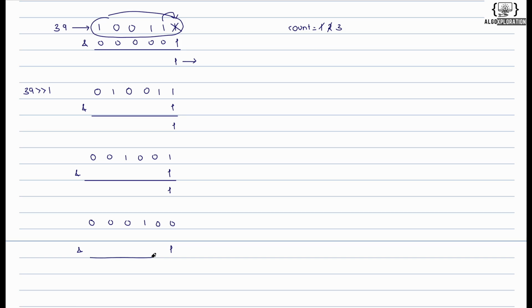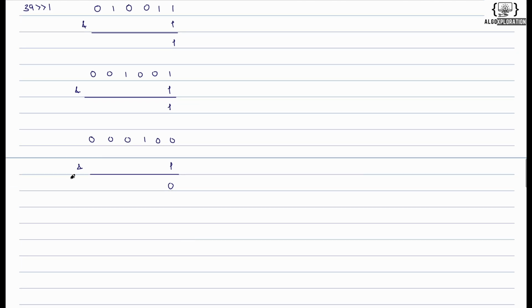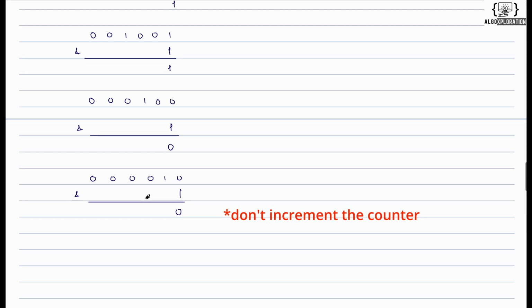If I do this, here I will get answer as 0. In this case, you don't have to increment the counter. Now again do right shift by 1. So it will be 0 0 0 0 1 0. Do AND with 1. So you will be getting answer as 0. Don't increment the counter and do right shift by 1 again. So 0 0 0 0 0 1. Okay, and do AND with 1. So you will be getting answer as 1. Simply increment the counter by 1.